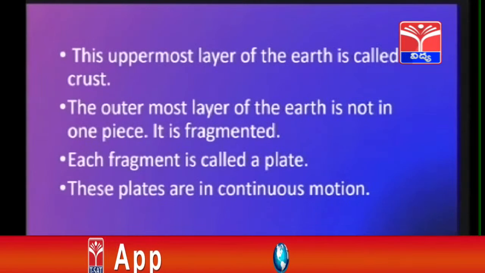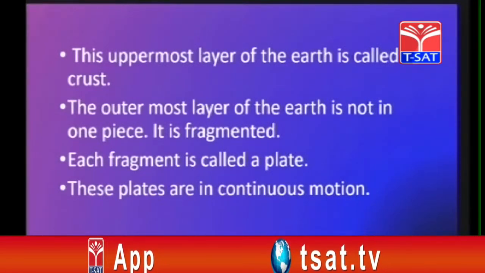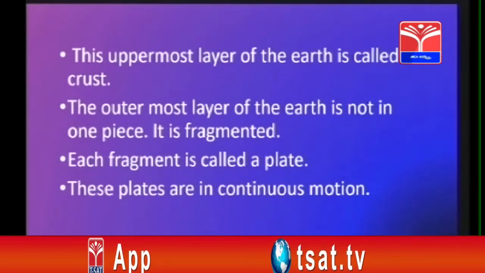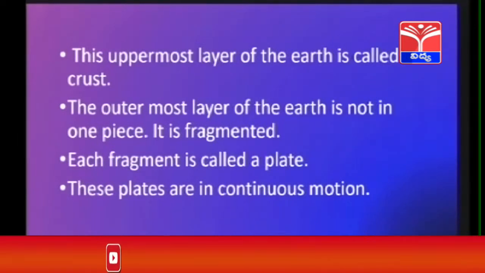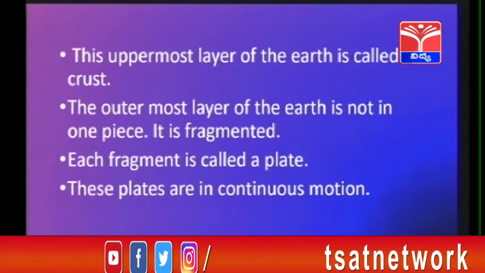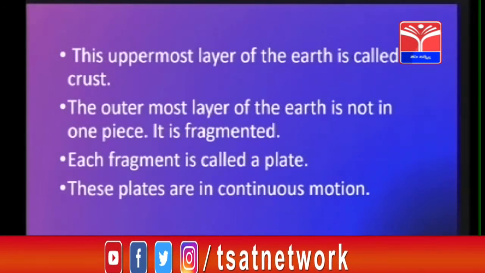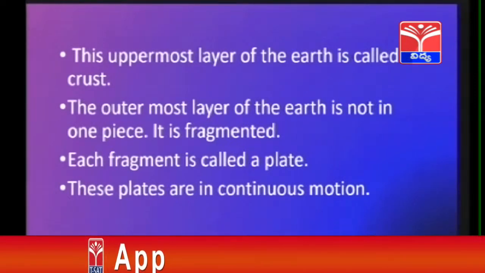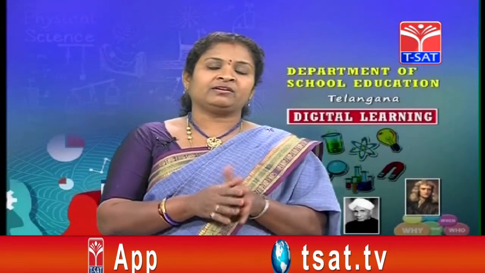Children, the uppermost layer of the earth is called the crust. The outermost layer of the earth is not in one piece. It is fragmented. That means it has layers under it. Now, each fragment is called a plate. These plates are in continuous motion. You might have heard about the Continental Drift. The crust is not a single layer.